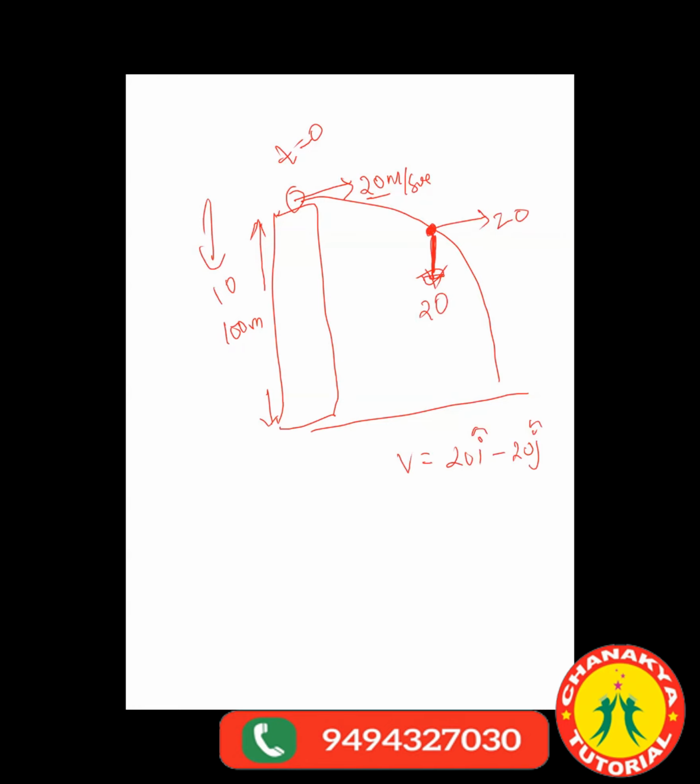Now, what will be the range? What will be this range? For that, you should know how much time it is taking. That time, if you multiply with this 20, directly you'll get R. So how will you calculate the time?